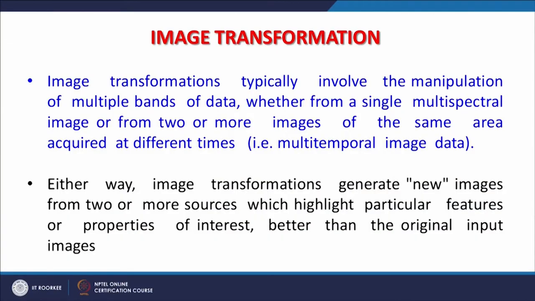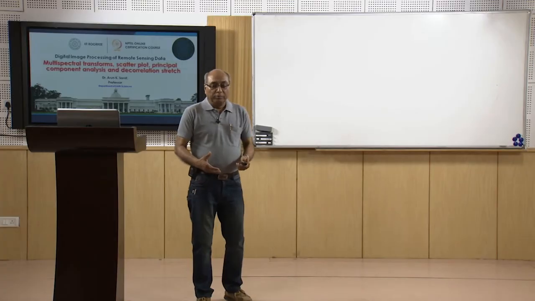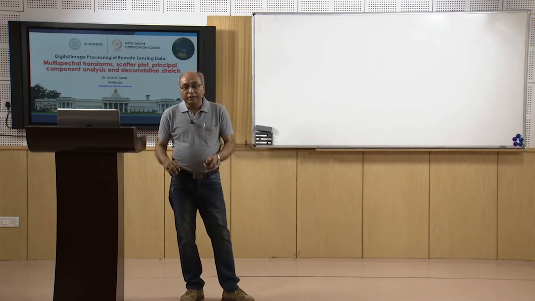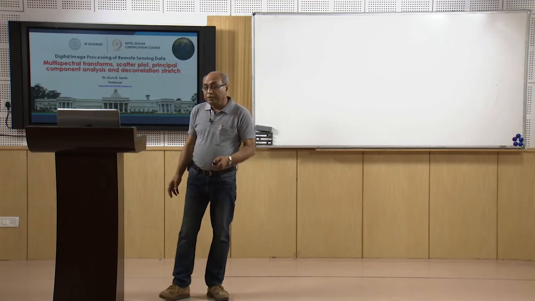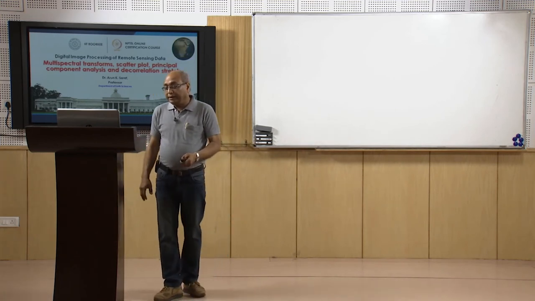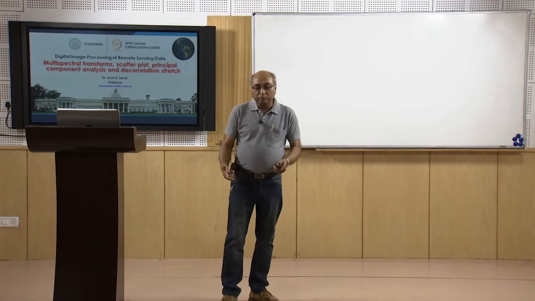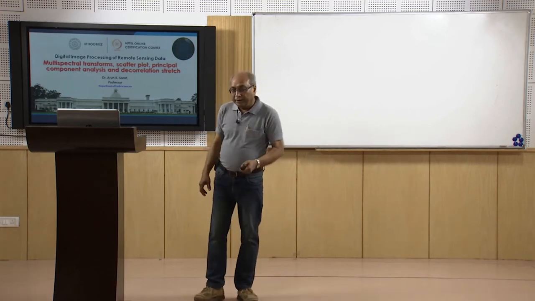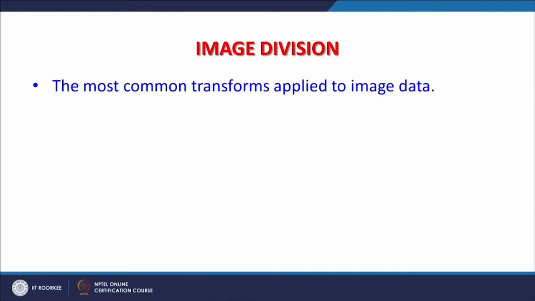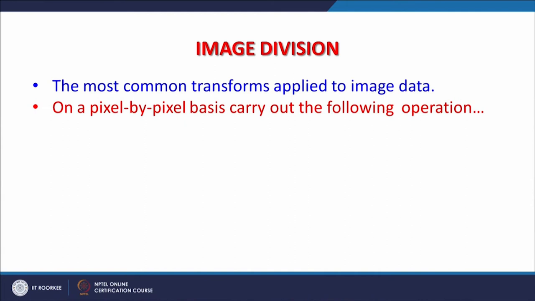Either way, the image transformation generates new images from two or more sources which highlight particular features or properties of interest better than the original input image. In case of single band images, most of the things which we have been doing through the LUTs, in some cases new images may not be generated, but in a multivariate analysis these things are there. So first, a very simple multivariate analysis involving more than one band may be the image division or band division. The most common transform applied to image data, that is image division, carries out the following operation on a pixel by pixel basis. For example, band 1 divided by band 2.